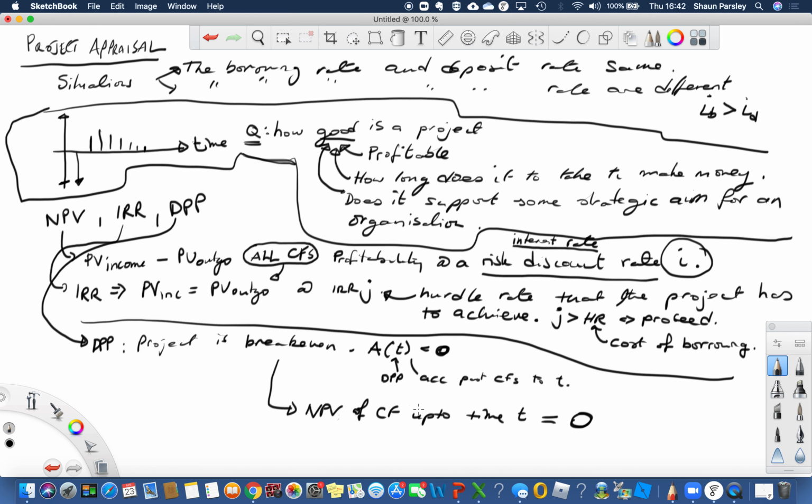Now, why have I made a big thing of this? Because this up to time 0 is different to these all cash flows up here. Up here, we said the net present value is the present value of the income minus the present value of the outgo. But this was all cash flows under the project, all the way along, all these things. That gives the profitability. Now what we're saying, to find the DPP, we want to find a net present value of 0, but only include the cash flows up to time t, which is t is the discounted payback period.